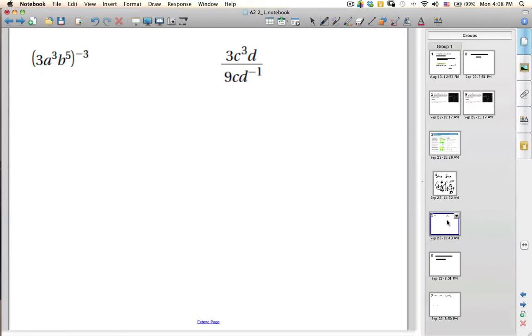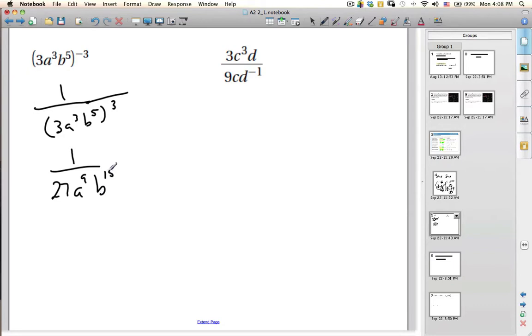Okay, a few more complicated examples. Negative exponent, so this becomes 1 over. The base doesn't change, but the exponent becomes positive. That will be 1 over 3 to the 3rd power, which is 27. A cubed to the 3rd power, so I multiply the exponents, that's a to the 9th. B to the 5th to the 3rd power, again I multiply the exponents, that's b to the 15th. And there's my answer.